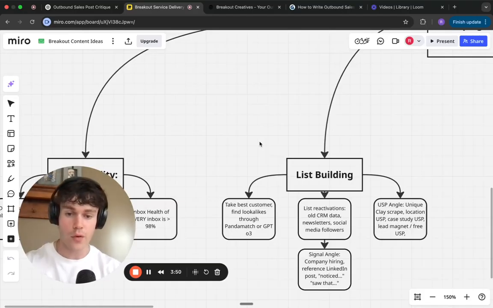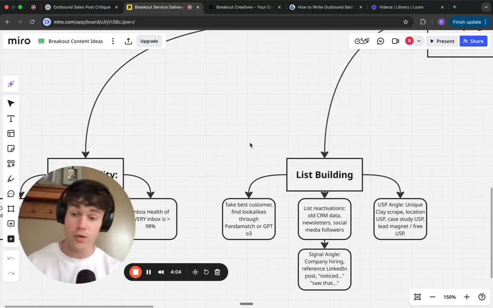To do this, I would use pandamatch.io. Those guys are great. Or you can just go into GPT-3, and if you use the deep research setting that they have, you can ask for it there, and it does a pretty damn good job. So I would 100% start there.